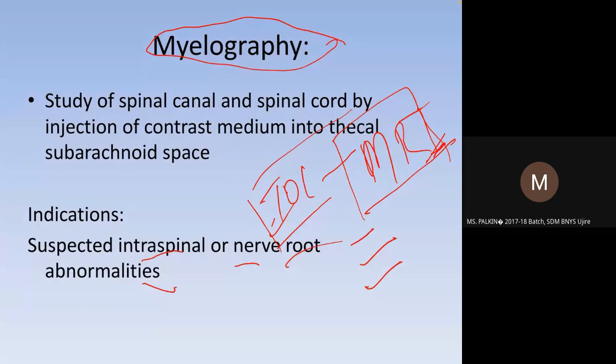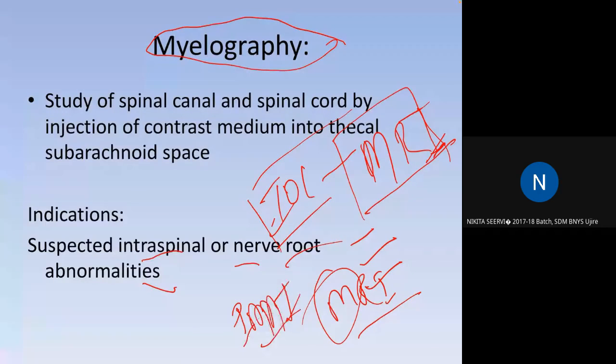Come on, speak. Spinal cord misalignment, sir. No idea. For spinal cord misalignment, you can go for MRI. Why do you want to do a myelogram? My question. Just think, what is the MRI full form? Magnetic resonance imaging. Yeah, MRI, magnetic resonance imaging.